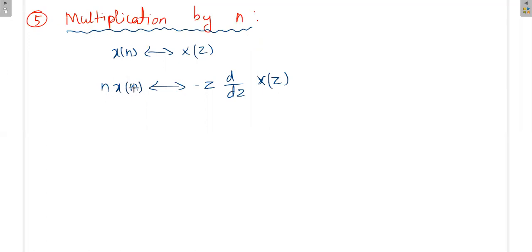That means signal x of n is multiplied with n. That is minus z d by dz x of z, where x of z is the original Z transform of the base signal, that is x of n. Okay, proof.